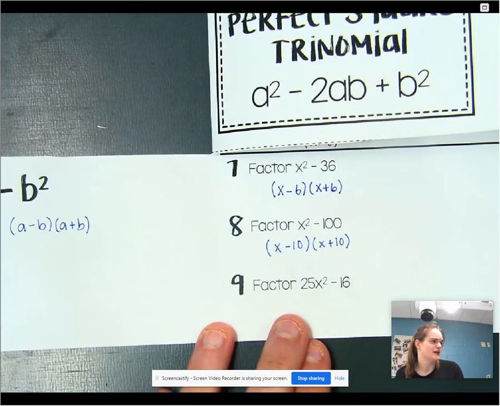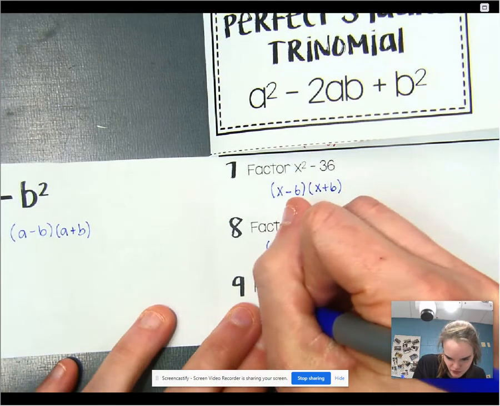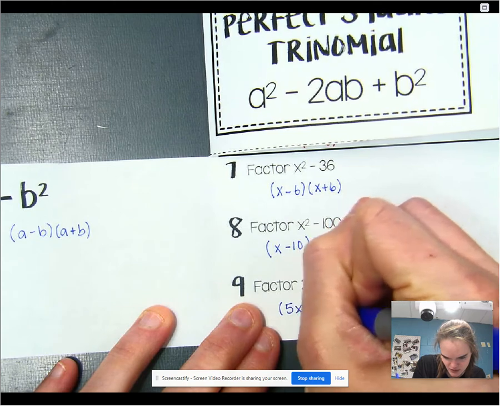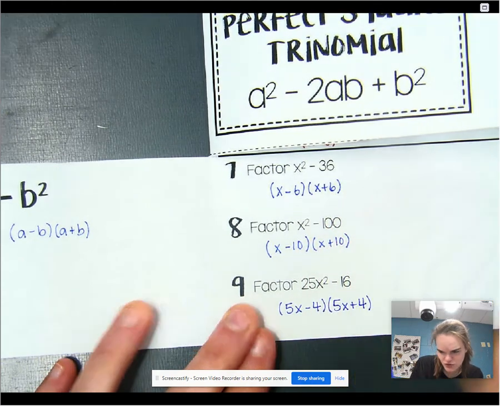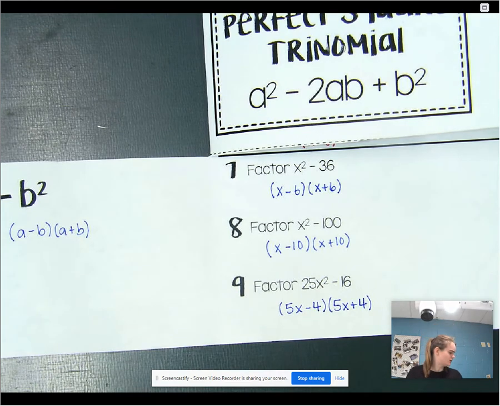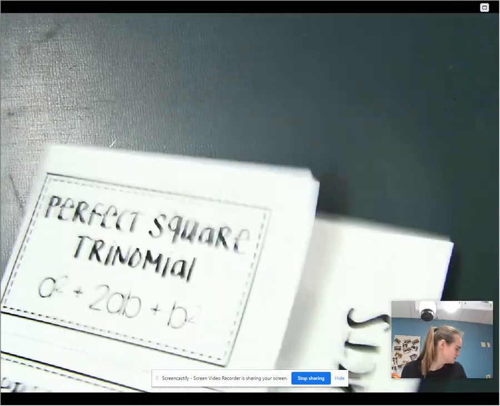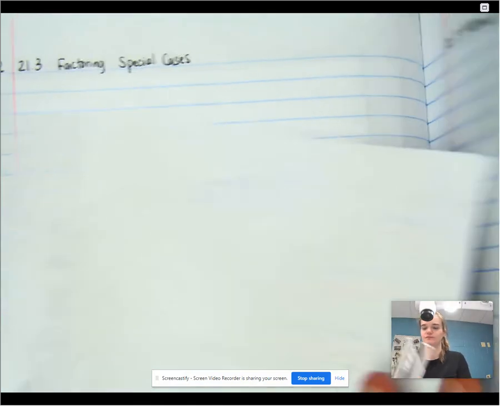Okay, number 9, is that a perfect square? 25 is 5, 16 is 4, so that works. So 5x minus 4, 5x plus 4. All right, you're going to try some of these on your own in your notebook, and you're going to check them, so you're going to pause the video and try them on your own. Let's glue this to 112, and then we'll work on 113.